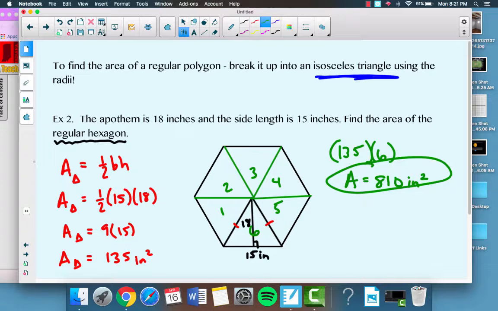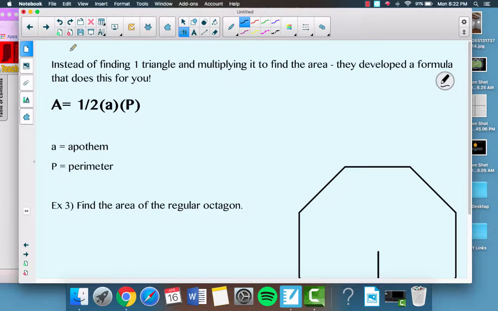Right? Now, rather than finding a triangle and then multiplying it by the number of triangles that there are every time, what they did is they used this concept and the fact that we know the apothem to help us come up with this nice formula. It's pretty short, and it's right here. So you want to make sure you write this down. So this is A equals 1/2 little a times P. And little a is the apothem.